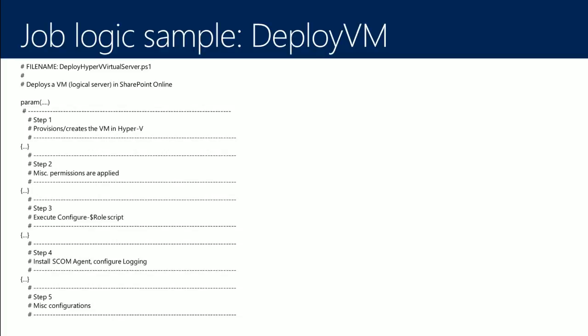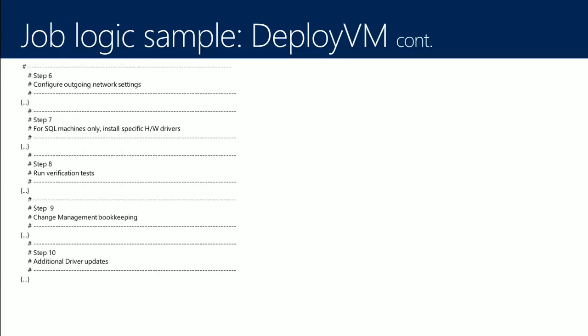Step number 4, install SCOM agents. Step number 5, some miscellaneous configurations that I deleted from here. Step number 6, very important. Change the Hyper-V settings to have external connectivity through the firewalls, through the routers. Step number 7, add additional drivers if it's a SQL Server box. If it's not a SQL Server box, Grid Manager will skip that step. Step number 8, run verification tests.